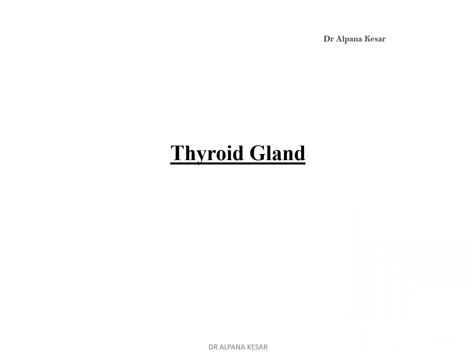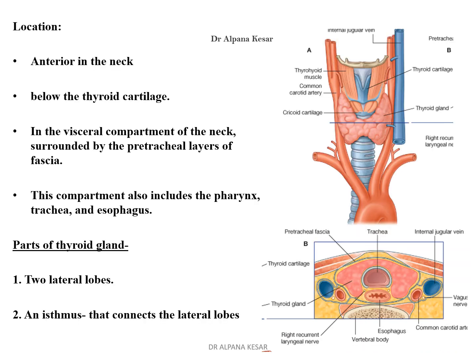Thyroid gland. Location of the thyroid gland. This is the thyroid gland. It is located in the anterior part of the neck below the thyroid cartilage. This is the thyroid cartilage. It is present in the visceral compartment of the neck, surrounded by pretracheal layers of cervical fascia. The compartment also includes pharynx, trachea, and esophagus.